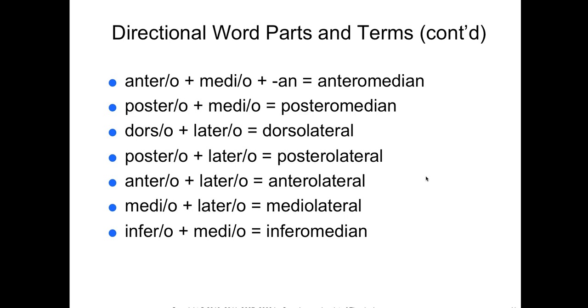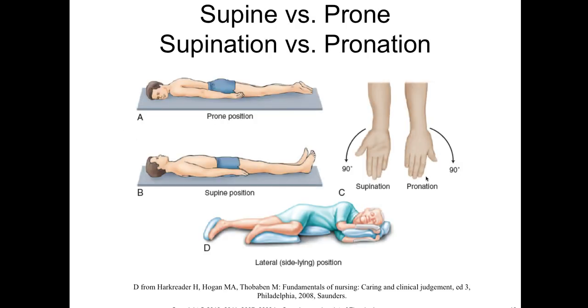Now, if we do something like dorso plus latero, we would get dorsolateral. So an example of this would be your kidneys, because they're more toward the back of your abdomen, so that would be posterior, and they're also lateral, more toward the outside of your body, instead of being down the midline. So we would say they are posterolateral.